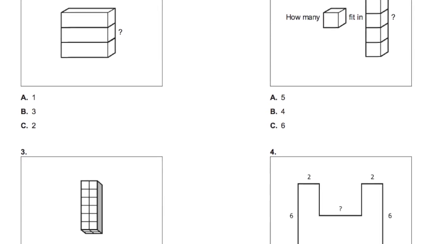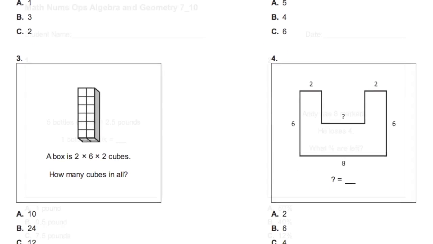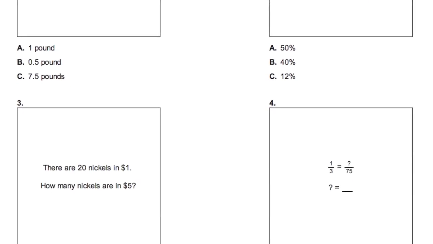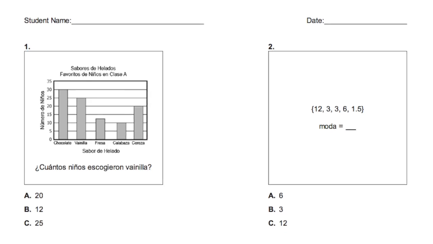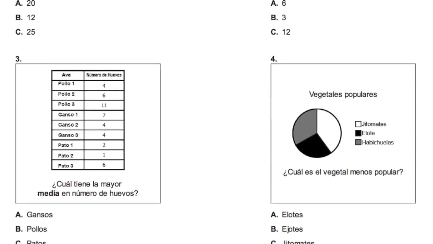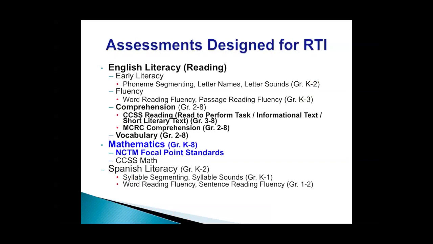Designed to be sensitive to very low performers, the NCTM math measures on EasyCBM are most appropriate for use with students who are performing significantly below grade level expectations. The NCTM math measures were the original math assessments we created for EasyCBM. They are based on the focal point standards published by the National Council of Teachers of Mathematics and are listed on EasyCBM as simply math.